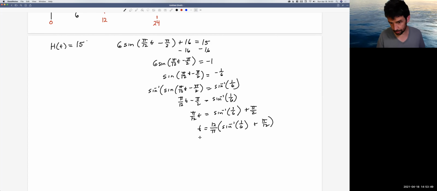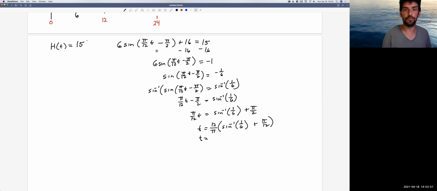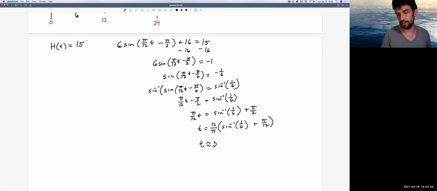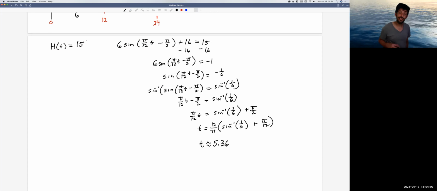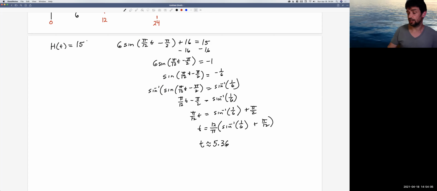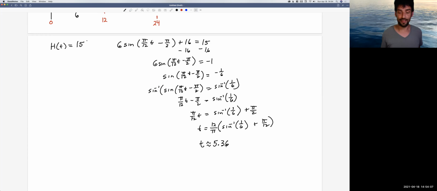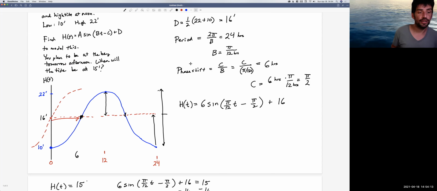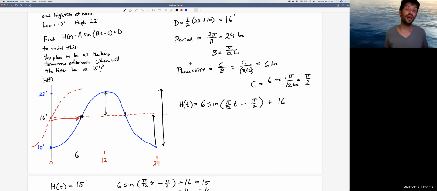And this is a calculator problem. And so if you plug this in, we'll get a decimal approximation. T is approximately 5.36. Okay, so that's the time, according to our calculations, that, remember what the question was, we want to know when will the tide be at 15 feet. But remember, we were asking about in the afternoon.